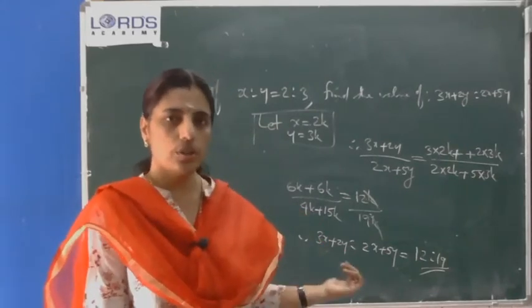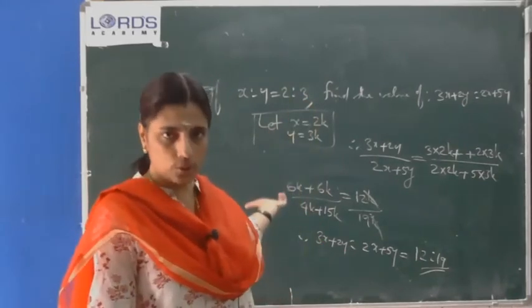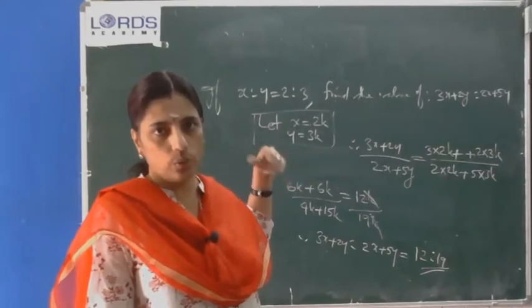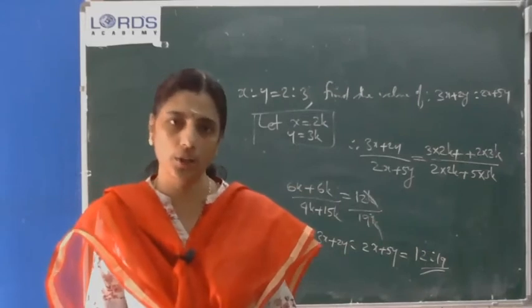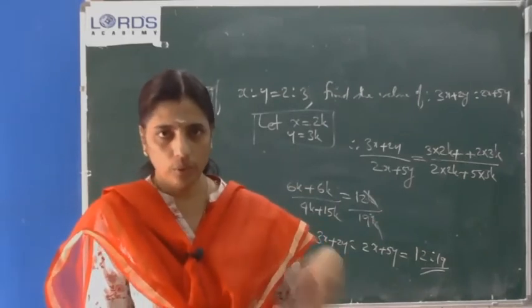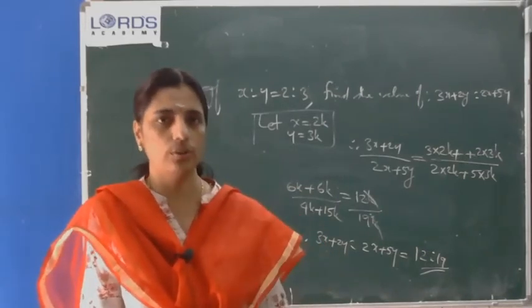This is the reverse question. If they give a is to b or x is to y, we will assume x is equal to 2k, y equal to 3k, and we will substitute in the given expression and get the ratio. Both the methods you have to study for one question.